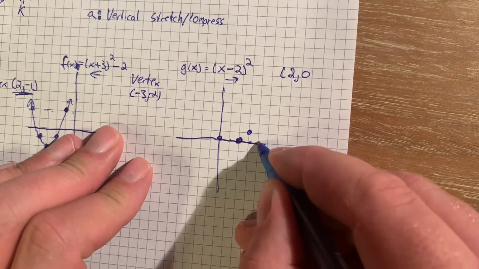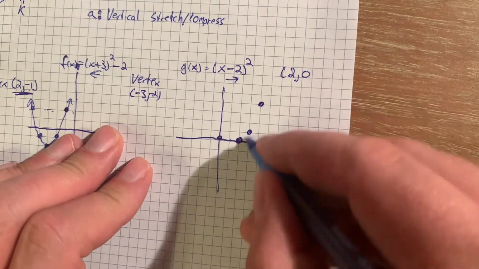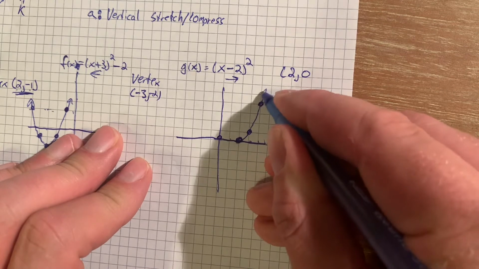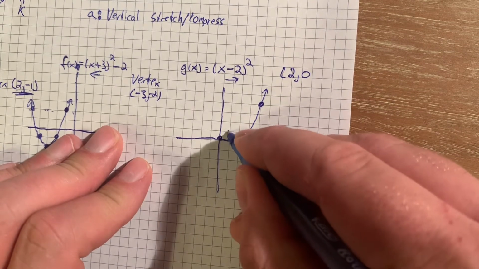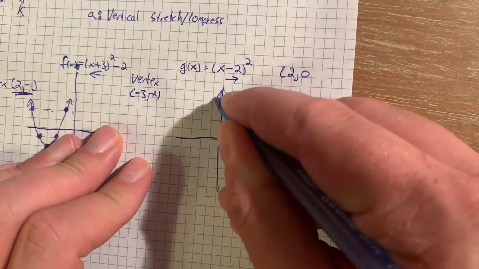When x is 2, 2 squared is 4. When x is 3, 3 squared will be 9. When x is -1, -1 squared is 1. And when x is -2, -2 squared is 4.